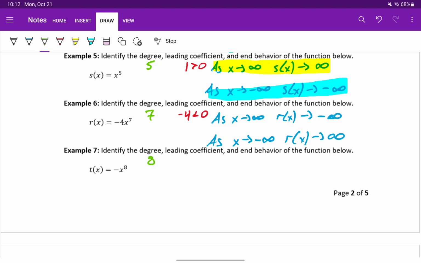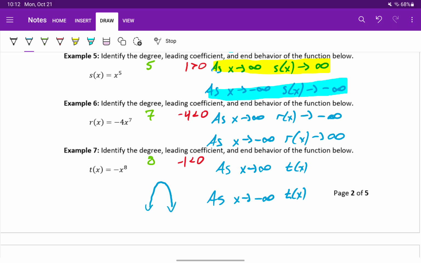Then in example 7, we have an 8th degree polynomial with a negative coefficient. Since it's an even degree power function, that means that as x approaches infinity and as x approaches negative infinity, our function t of x will be headed in the same direction. The question is just whether it's headed to positive or negative infinity. Since our value for a is negative, our function is opening down. So t of x will be approaching negative infinity in both directions.